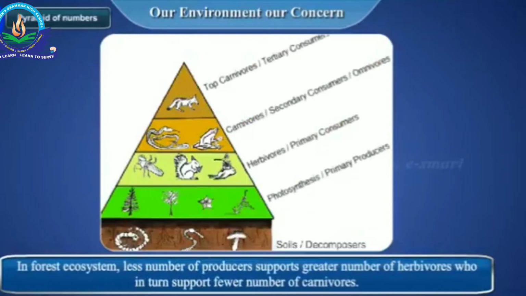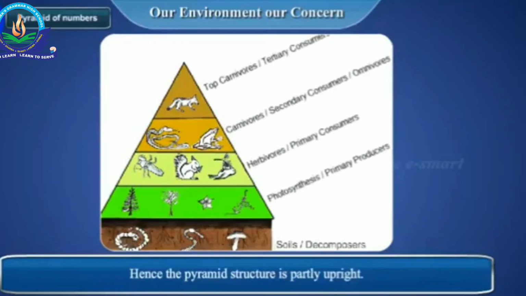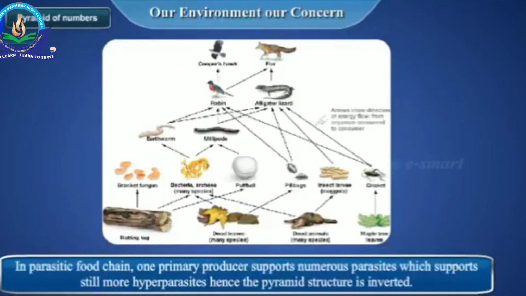In a forest ecosystem, a smaller number of producers support a greater number of herbivores, who in turn support fewer carnivores. Hence, the pyramid structure is partially upright. In a parasitic food chain, one primary producer supports numerous parasites, which support still more hyperparasites. Hence, the pyramid structure is inverted.